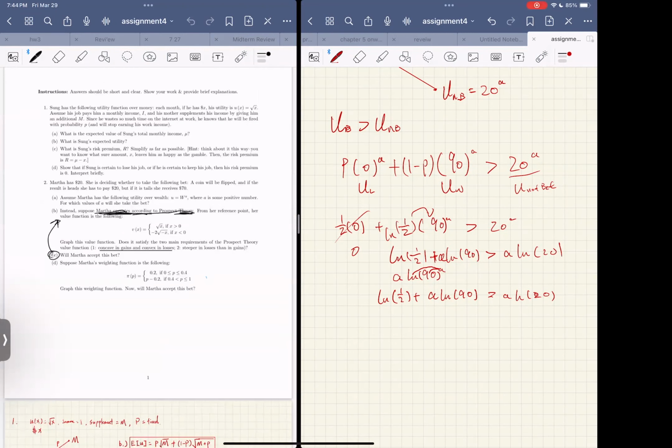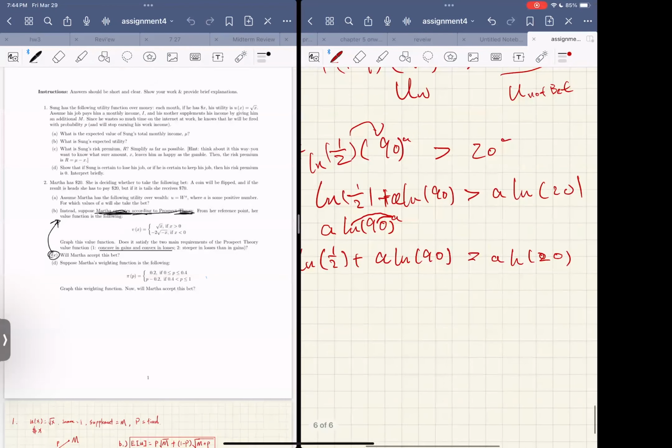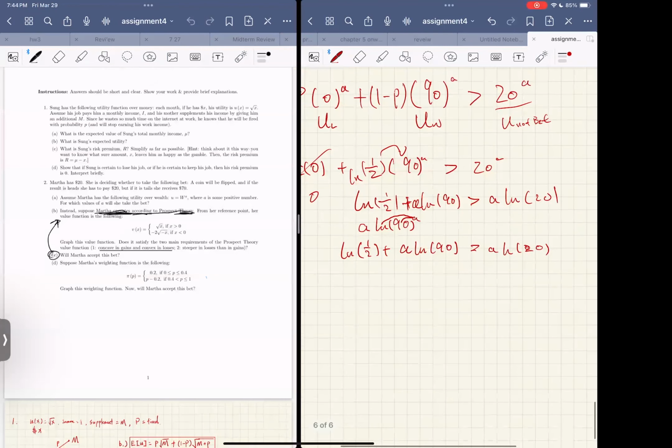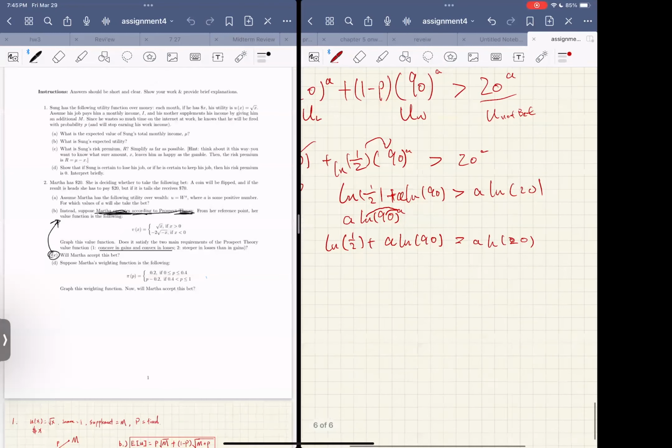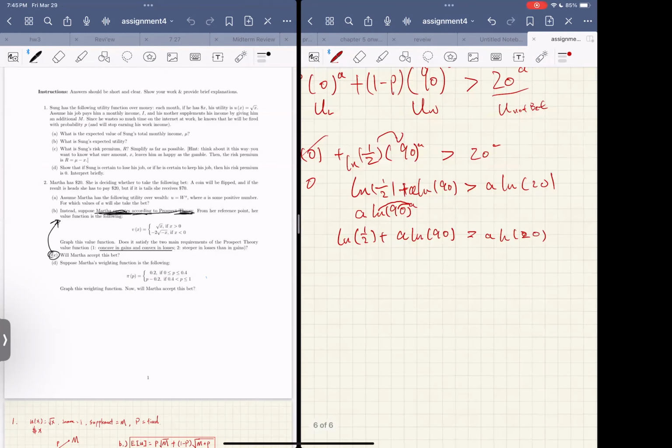My math is really bad, so I didn't even know how to take ln back then, but I think I'm better now. Okay, so let's solve for a. Let's single the a out.